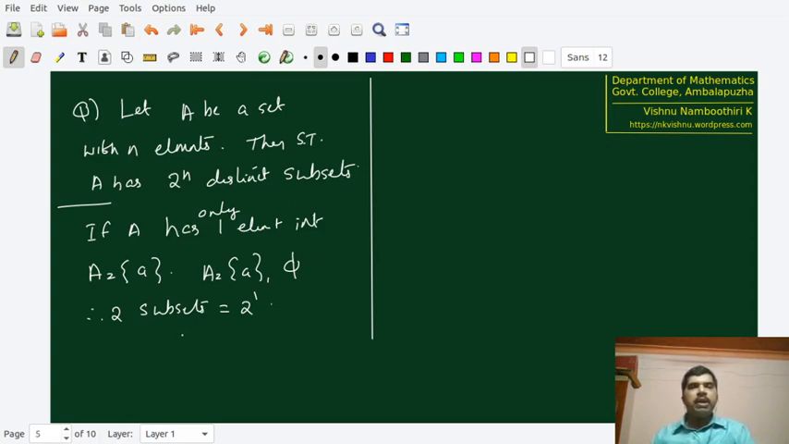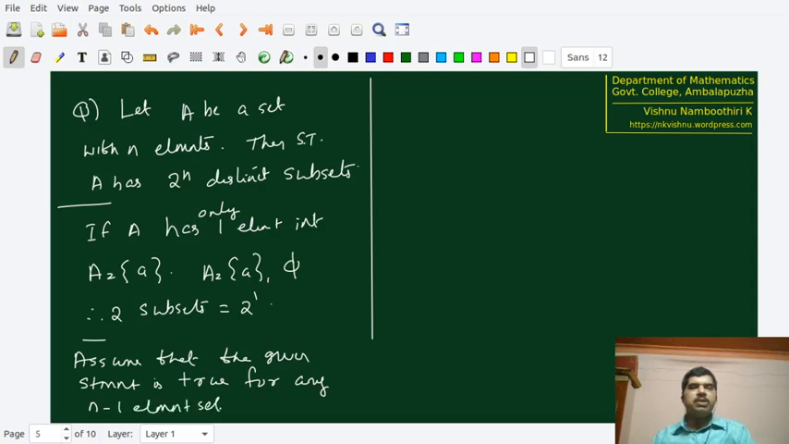Now we have to show that when A has n elements, then also it's going to be true. For the induction argument, we are assuming that whenever we have a set with n-1 elements, it's going to be true, and we will show that it's going to be true in the n element set case also. So assume that the given statement is true for any n-1 element set, and we will show that this is going to be true for any n element set also. Now we choose an n element set. Let B be an n element set.